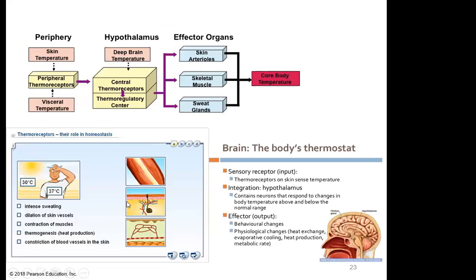So here is just an example for you, different types of thermoreceptors that you would have, whether in your skin or in your viscera, like in your liver, in order to help with regulating your core body temperature. So whether you need to constrict and make sure you do not lose heat, or whether you need to dilate and release water through your sweat glands in order to give off heat, all for the purpose of maintaining that 98.6 degrees of your body temperature.